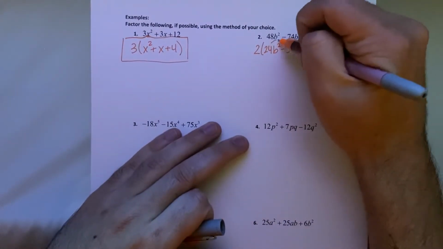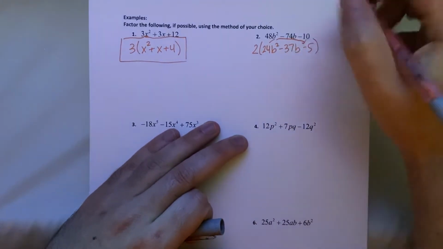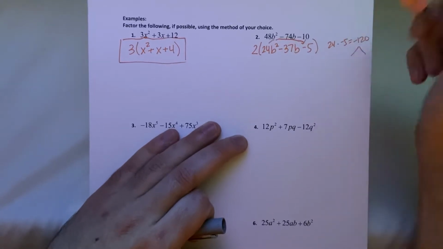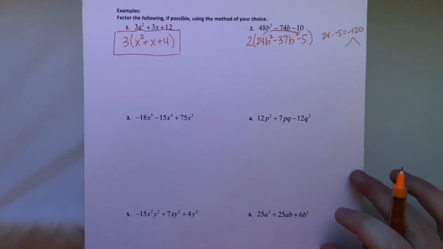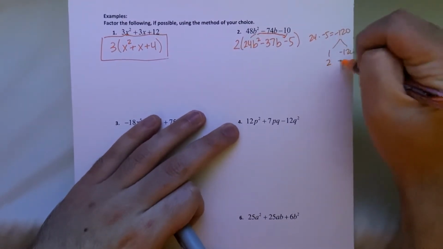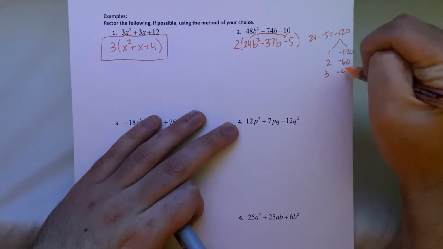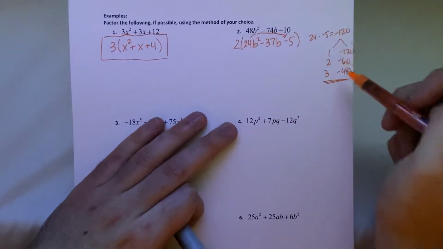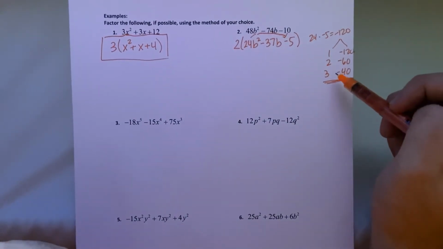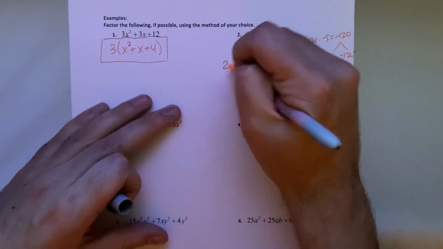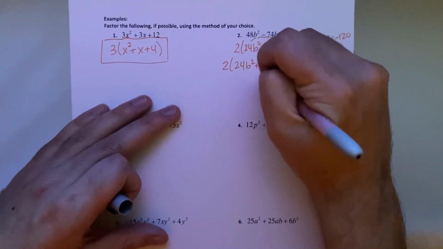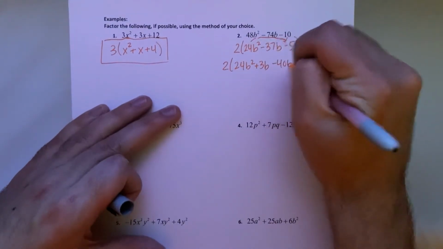So I'm looking for factors of now 24 times negative 5, which is negative 120. So factors of negative 120 that add to negative 37. So the bigger one needs to be negative. So 1 and negative 120, 2 and negative 60, 3 and negative 40. I find the one that adds to negative 37. Which means, again, this breaks my middle term apart. The 2 remains on the outside. 24b squared, we have plus 3b minus 40b minus 5.